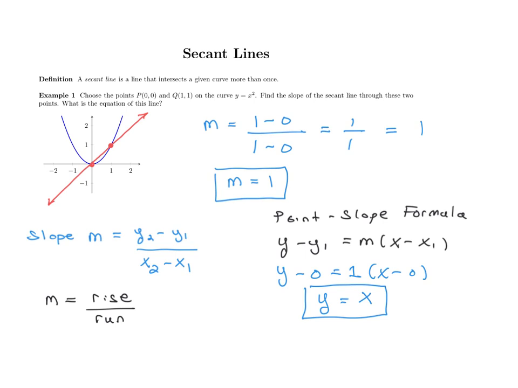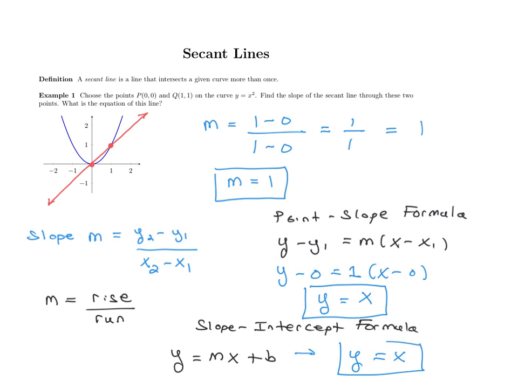The other formula that you can use to find the equation of a line is the slope-intercept formula. And intercept meaning the y-intercept. And if you're familiar with this formula, it's of the form y is equal to m times x plus b, where b is the y value of your y-intercept. The y-intercept is clearly 0, so you'd put a 0 here. We already figured out that the slope is 1, so you'd put a 1 here. And we end up with the same equation. You still get that y is equal to x is the equation of the secant line.